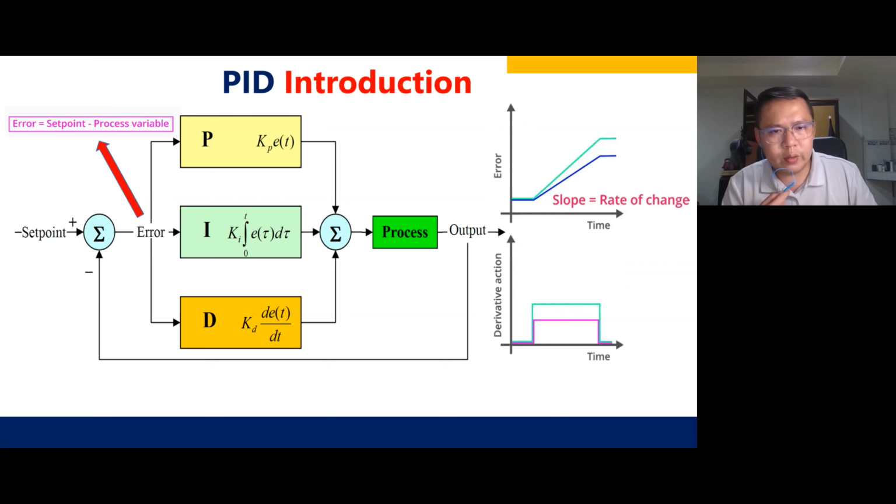The derivative block creates an output signal proportional to the rate of change of the error signal. The faster the error changes, the larger the derivative output. Derivative control looks ahead to see what the error will be in the future and contributes to the controller output accordingly.